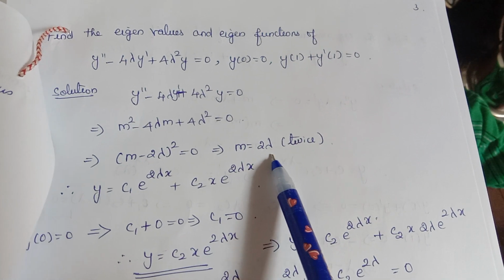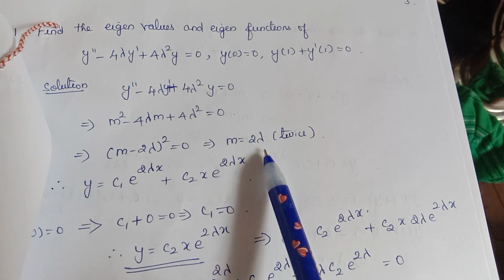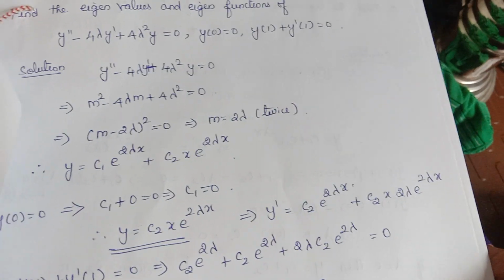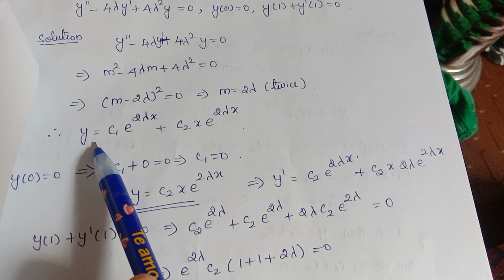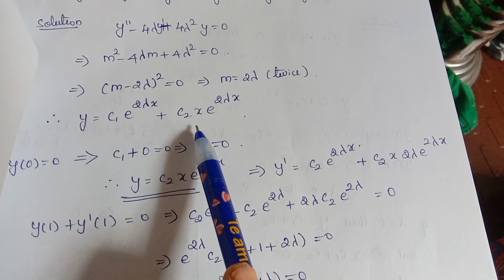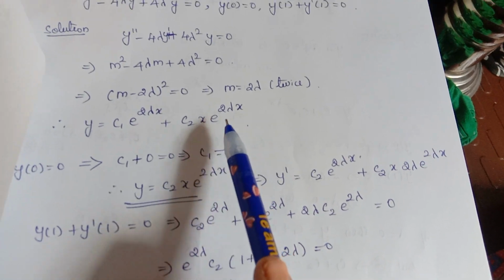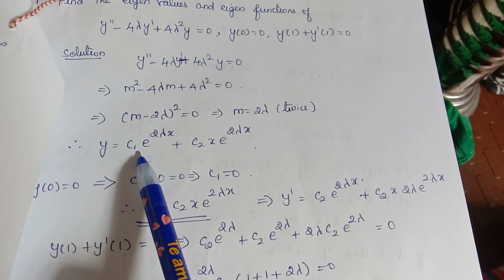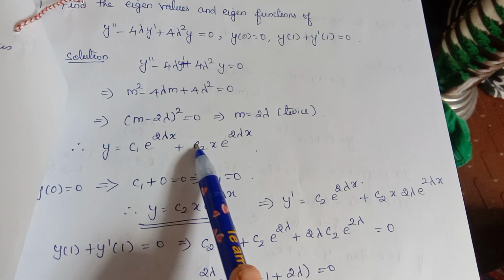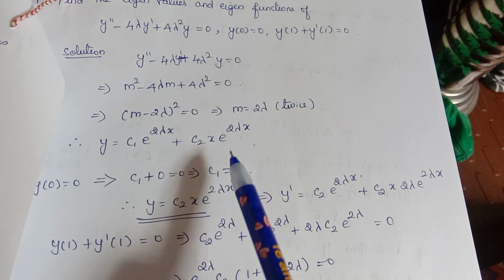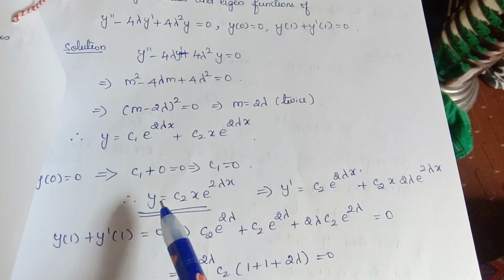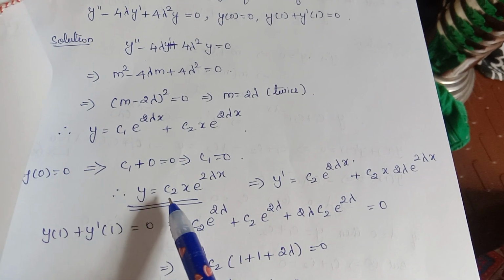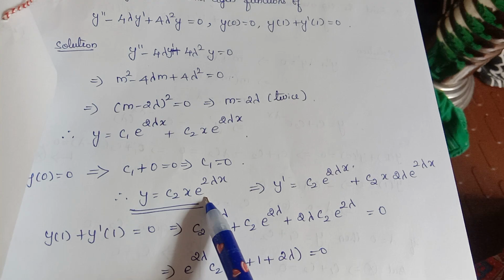right? So real and equal roots. So the solution is given by y equal to, that is the complementary function we used to write, no? That is what I have written here. y equal to c1 e power 2 lambda x plus c2 x e power 2 lambda x. Now let us apply the boundary condition. y of 0 equal to 0 implies c1 plus, this will be 0, no? c1 plus 0 equal to 0. So c1 equal to 0. Therefore, if you put c1 equal to 0 in the solution, what will you get? y equal to simply c2 x into e power 2 lambda x.